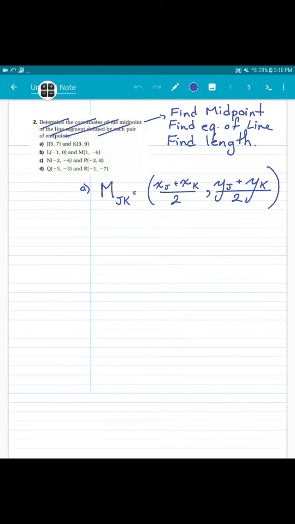Hello everyone, just going to go over a couple of concepts here. The first one is we're just going to find the midpoint between these 2 points right here. We've got J (5, 7) and K (3, 9).